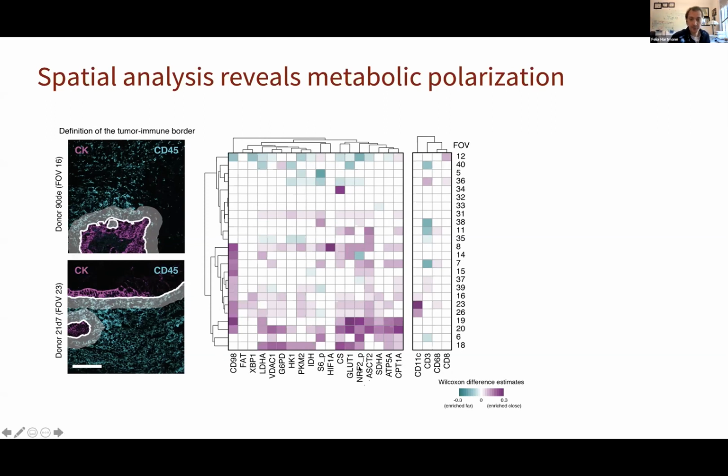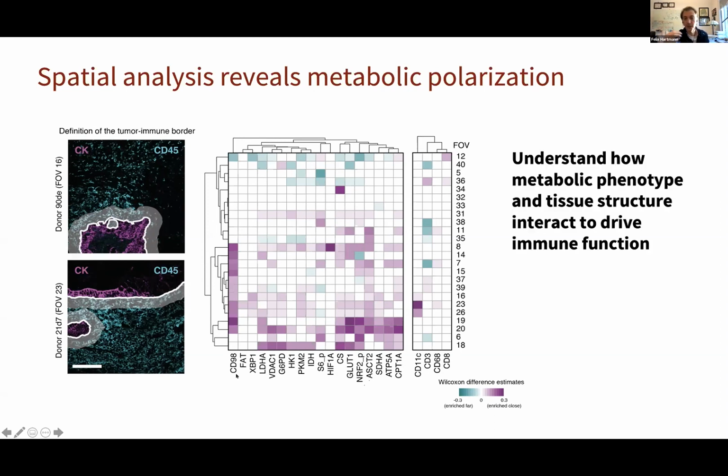If you do that, what we saw is there seems to be a broad metabolic polarization of these immune cells towards the tumor. They've increased the expression of a lot of different metabolic enzymes. And I would say a really interesting finding was, for example, upregulation of amino acid transporters towards this tumor immune border. So again, I think it's an example of how we can use this technology to understand how the metabolic phenotype and the tissue structure come together and influence immune function, and in the end, of course, also clinical outcomes.